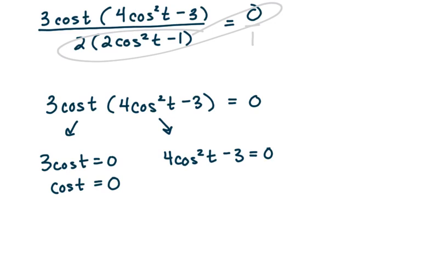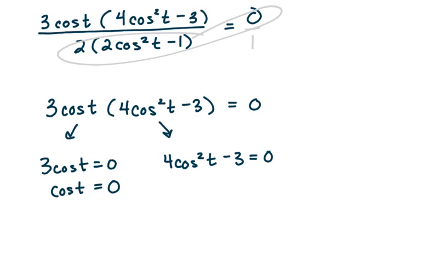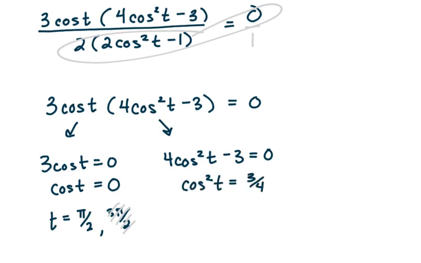And where would t, as an argument of cosine, provide us with an output of 0? That would be at pi over 2, or 90 degrees, and then 270, 3 pi over 2. But we're only concerned with quadrant 1, so we're going to leave out that 3 pi over 2. And for the other one, if I add 3 and divide by 4, I've got cosine squared t equals 3/4. Square rooting both sides, that is cosine t equals plus or minus the square root of 3 over 2.